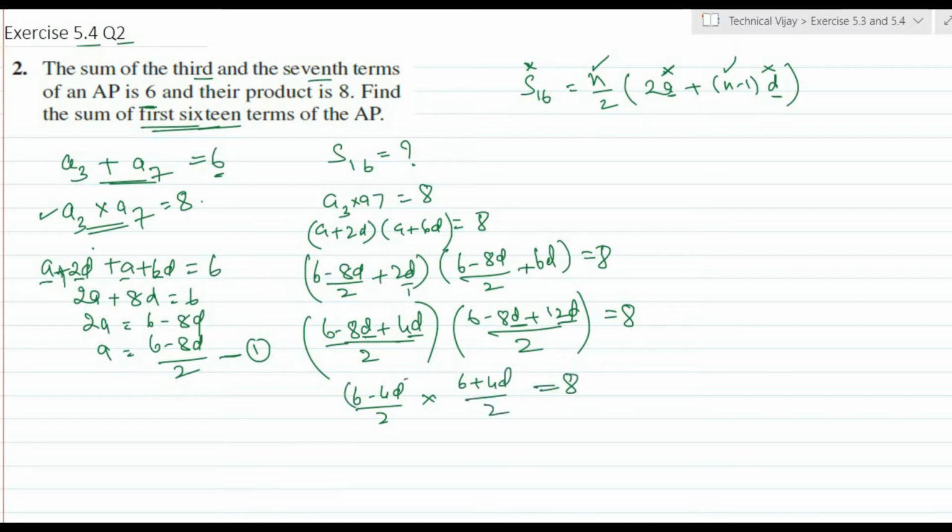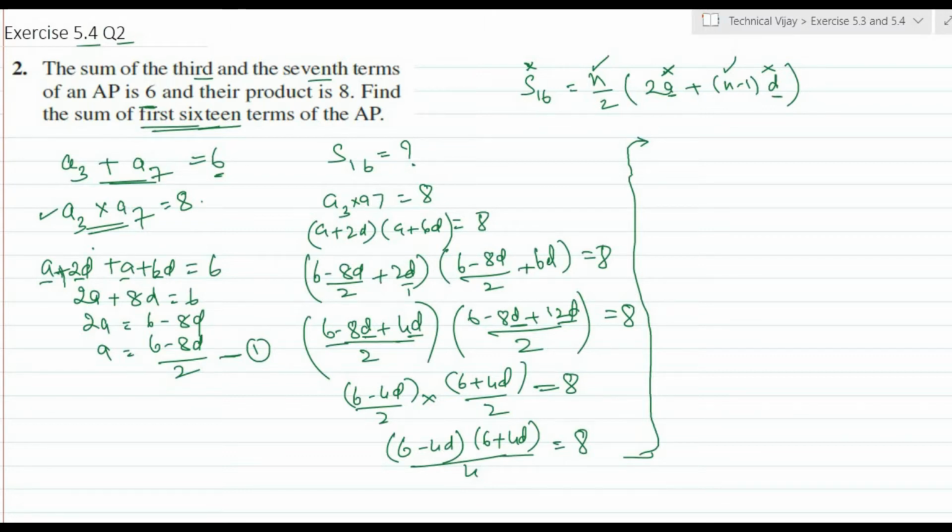Okay, so here you see this one. So 2 into 2, here (6 minus 4d) and (6 plus 4d), divided by 4 is equal to 8. Okay, so this one will start here. Here the (a minus b)(a plus b) formula is there, that is equal to a square minus b square. So here 6 square minus 4d square, and this is equal to 8 into 4, that is equal to 32.